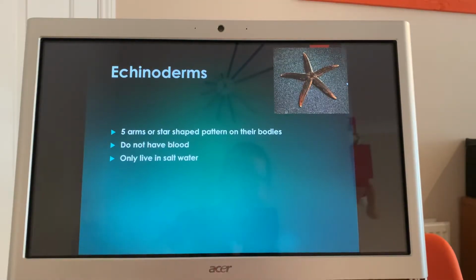3 key facts. Echinoderms have 5 arms or a star-shaped pattern on their bodies. They do not have blood, and they only live in salt water.